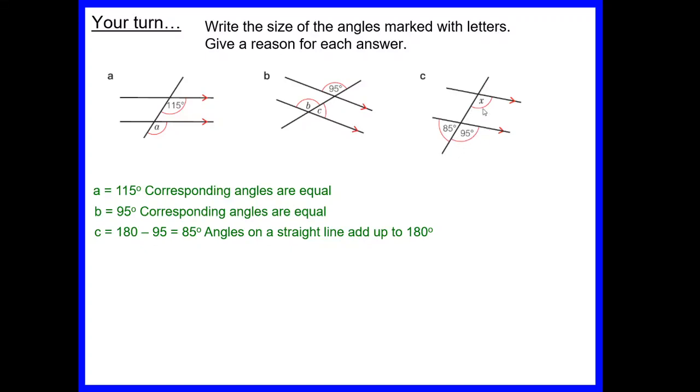Both of them are obtuse angles, so must be the same size. So x is 95 degrees. Corresponding angles are equal. Check your answers there. Make sure you're happy before you move on.